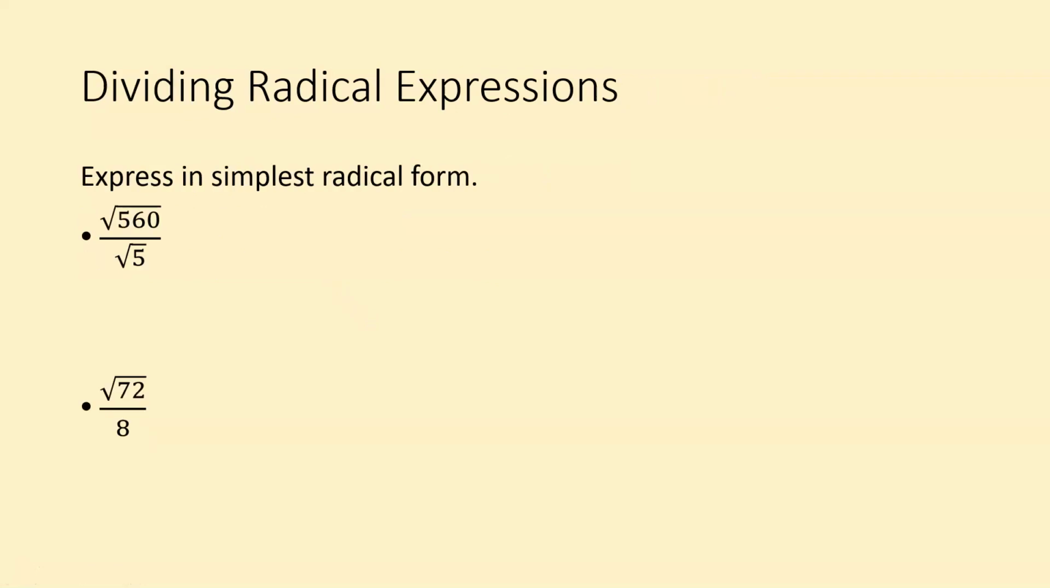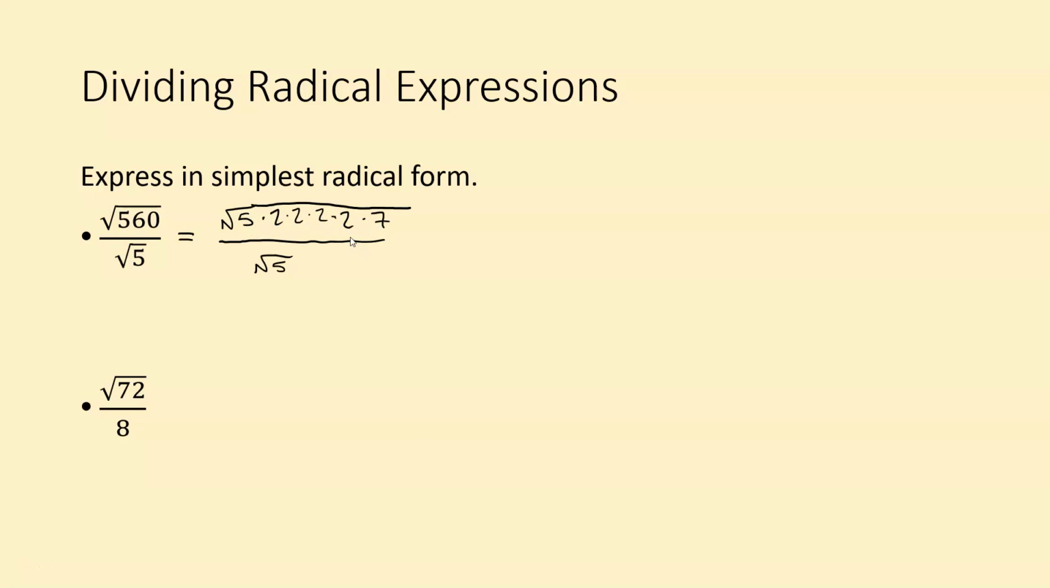Next, we're going to talk about dividing radical expressions. When we're dividing these radical expressions, we want to simplify them. So we want to figure out, is there a root 5 within this that I can simplify? Let's see. We want to do a factorization of this root 560. The factorization of 560 is 5 times 2 times 2 times 2 times 2 times 7.